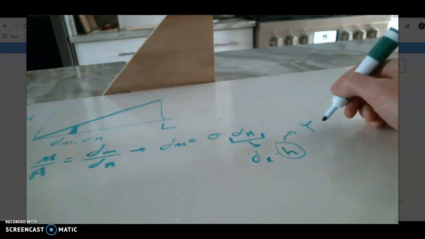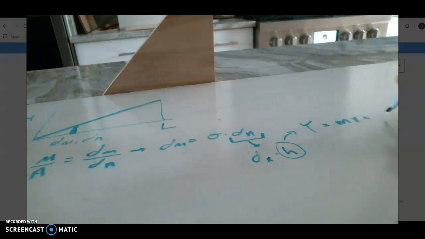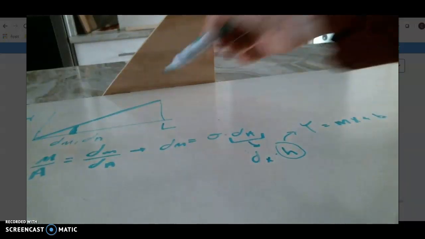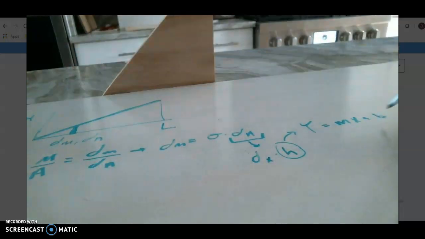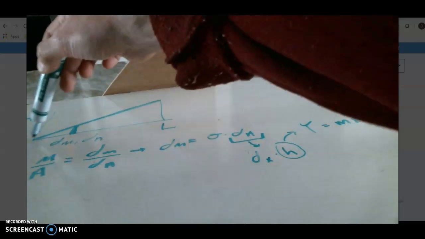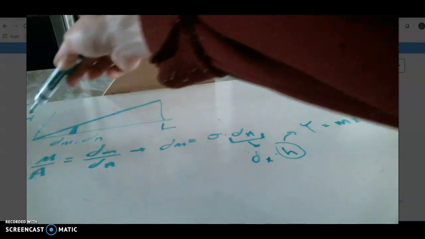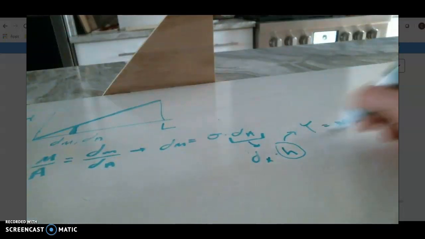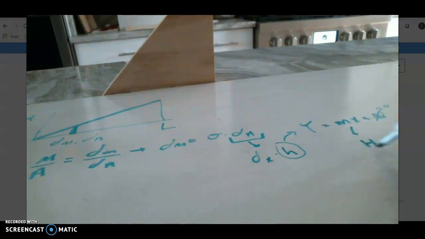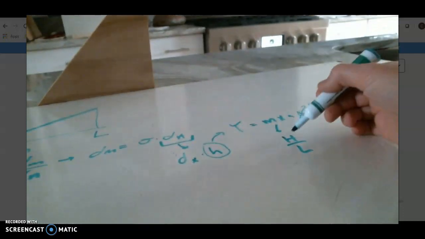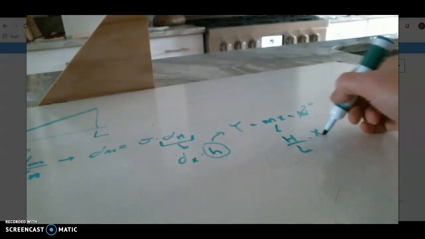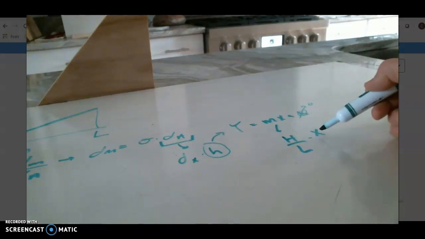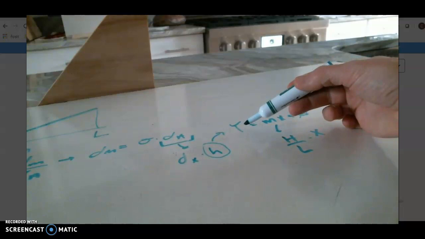Since this is a line, I'm calling it mx plus b. Since it starts at the origin, the b will be 0, and the m is the slope, right? So the slope of this line is the rise, which is the capital H, divided by the run, which is the capital L. So what I'm going to call this y is H over L, big H over big L, because it's the height of the whole object divided by length, times x. That's mx. That is equal to y, isn't it?